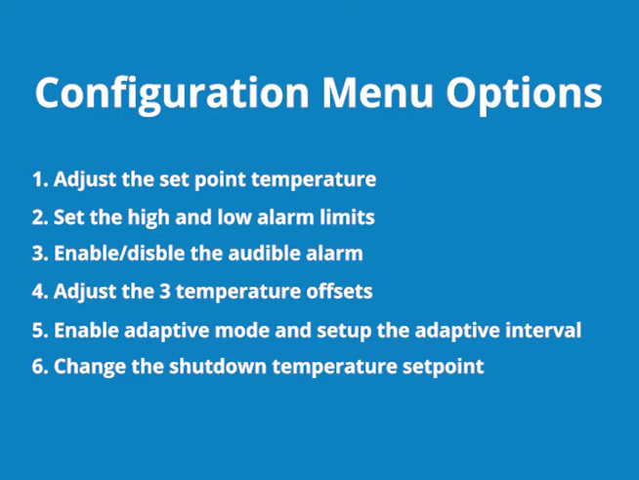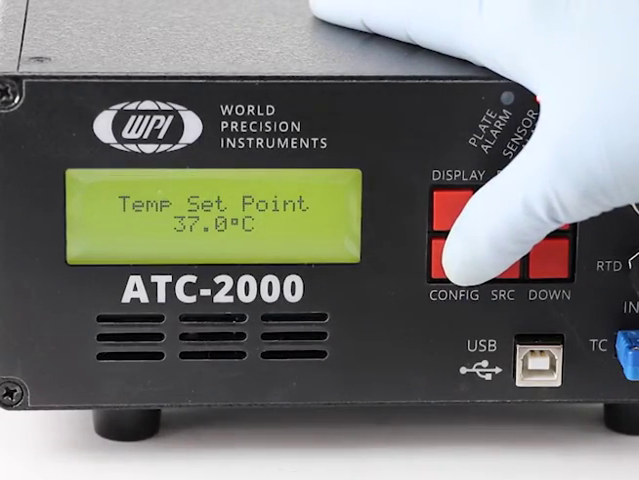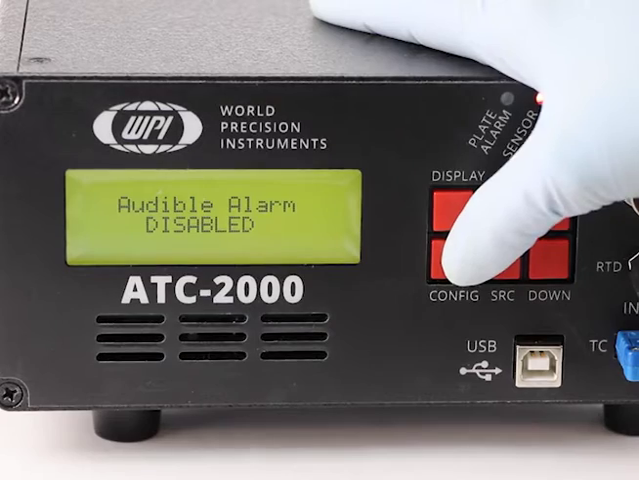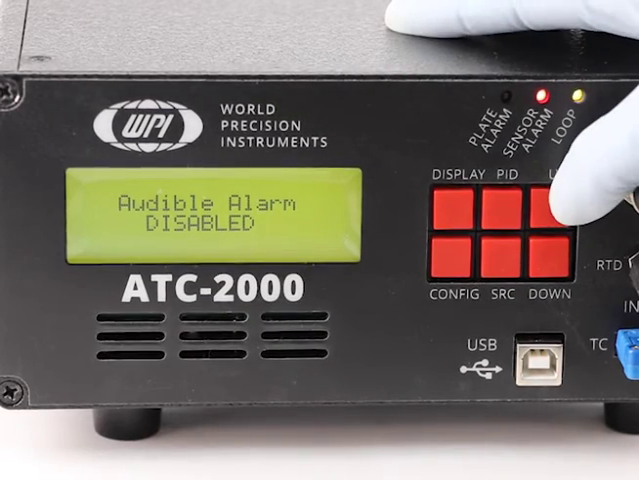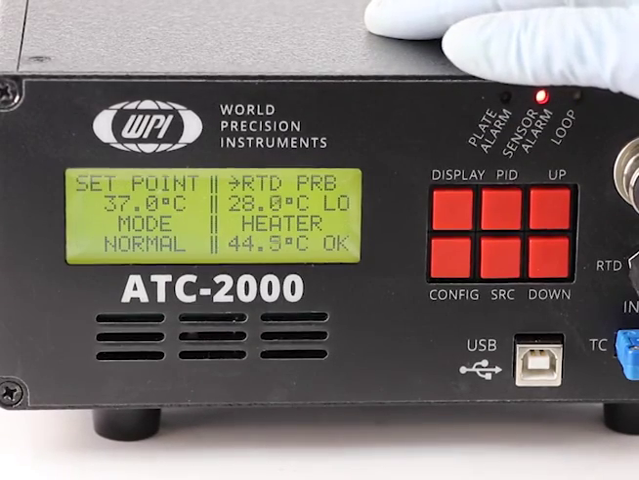You can use the same procedure to adjust any configuration parameter, regardless of which parameter you're adjusting. First, press the Config button to access the configuration menu. Press the Config button again to toggle to the parameter you want to adjust. Then use the up or down button to make an adjustment. And finally, press the Display button to save the parameter.